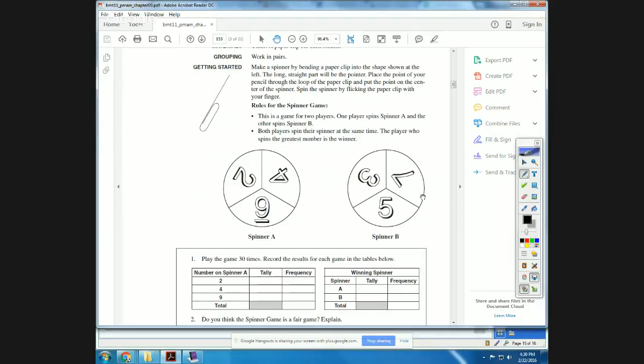3 possibilities for A, 3 possibilities for B. There's what? Not 6. 9. Remember a coin is 2 by 2, 2 coins? So there's 4 outcomes? Yeah, so there's 3 times 3, or 9 different ways this game can turn out.